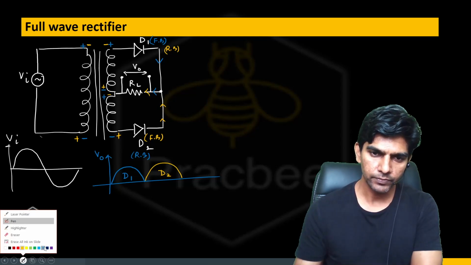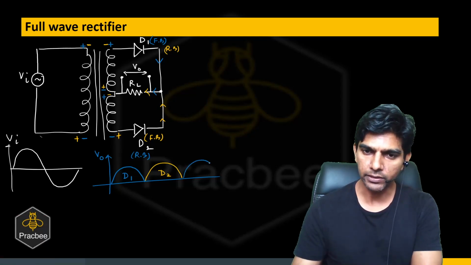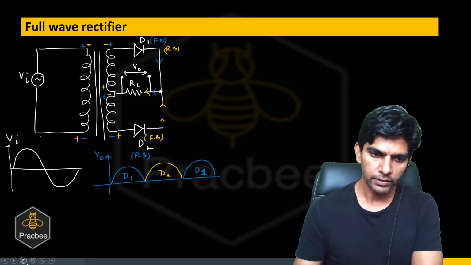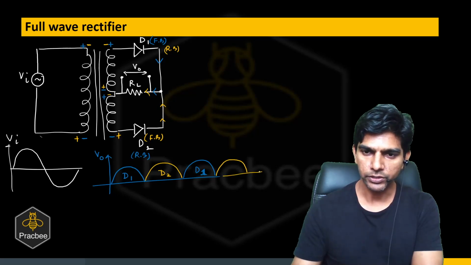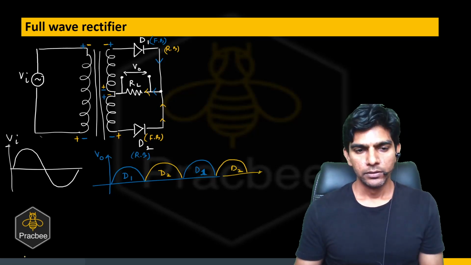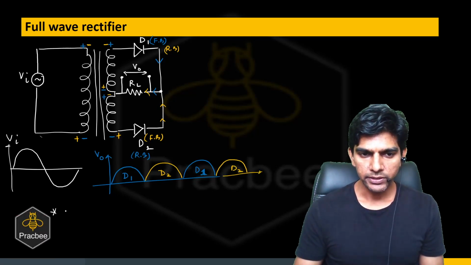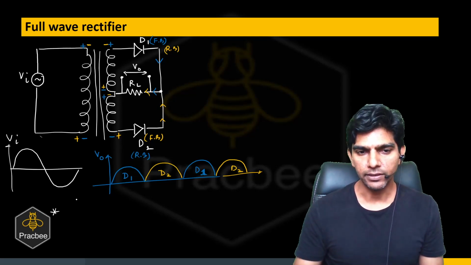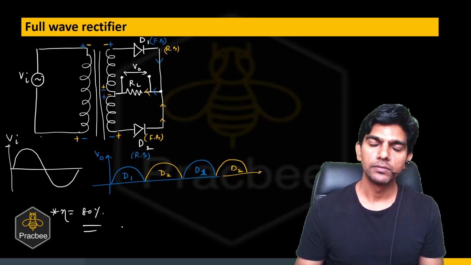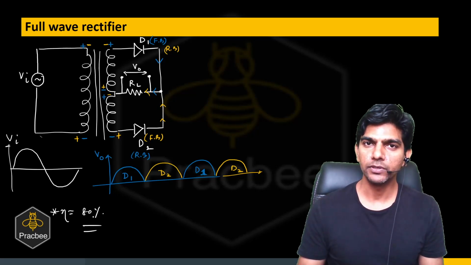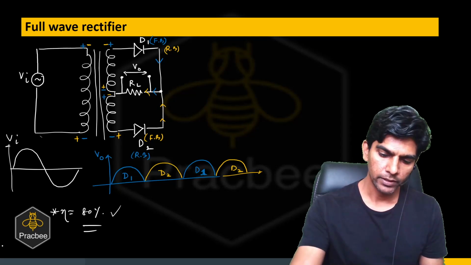Similarly, for the next half cycle, we're again able to rectify, this time by D1, and for the fourth half cycle, again we'll get rectification, this time by D2. And remember one more thing: the efficiency of a full wave rectifier is close to 80%. Do remember this, because there was a question in JEE where they asked what the efficiency of a full wave rectifier is. So you should remember this.